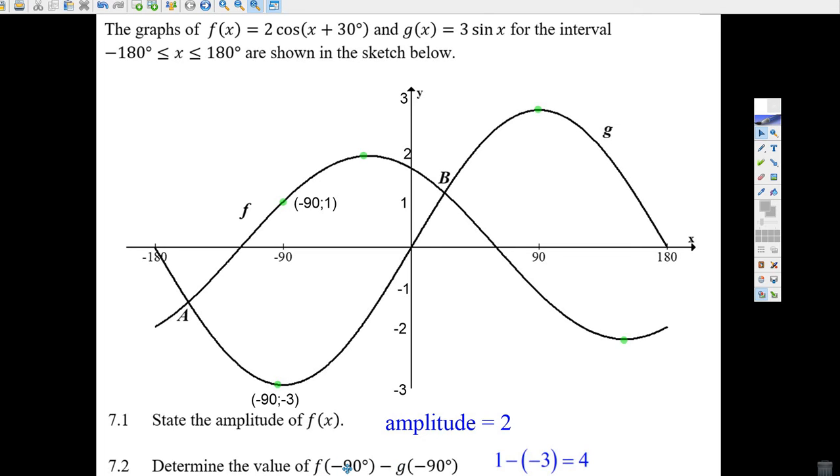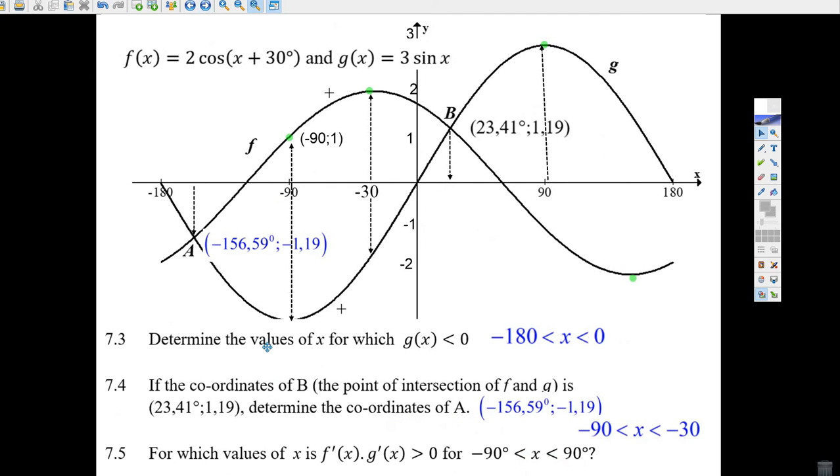Now when they say f of minus 90, you don't have to do too much thinking. You just put minus 90 in there. Put it in your calculator. You get the cosine of minus 60, which is a half, times 2 is 1. So there you have it, 1. And then we're supposed to minus g of minus 90. You just take minus 90 degrees, put it in there. The sine of minus 90 is minus 1, times 3 is minus 3. So 1 minus minus 3 is 4. Just put those angles in there and see what you get. And that was your answer. Your answer is 4.